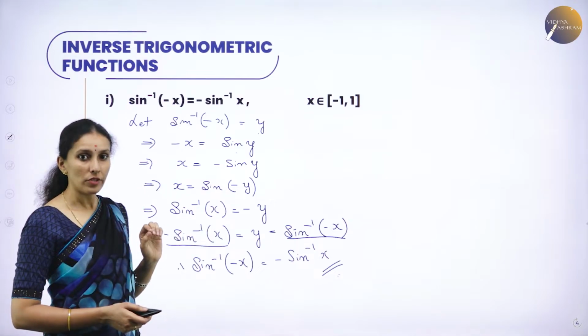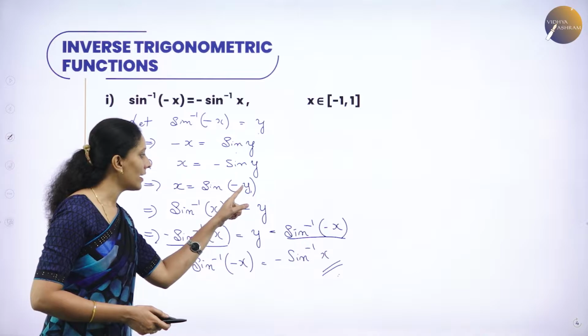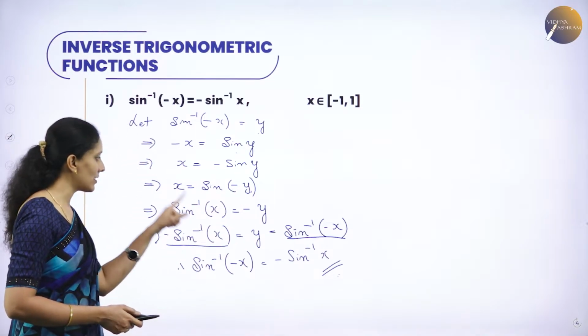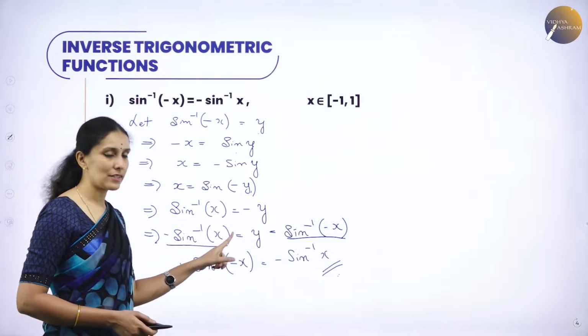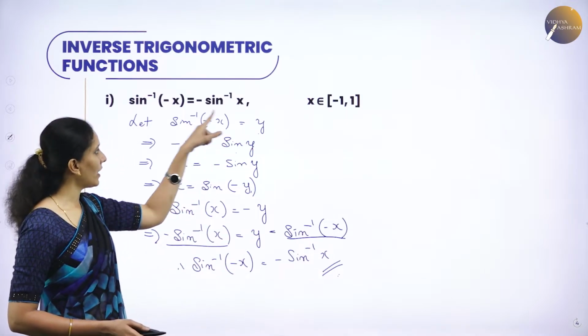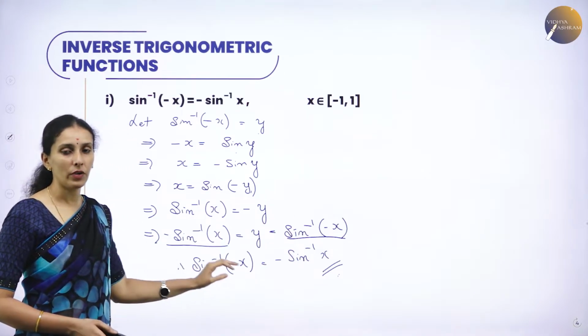From the properties of trigonometric function, I can write sine of minus y. Next, I can take minus y as sine inverse x. Change the sign again, then it becomes minus sine inverse x is equal to y. Y we have taken as sine inverse of minus x, replace it back, and hence we are proved.